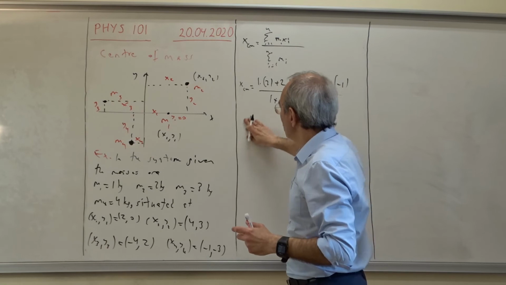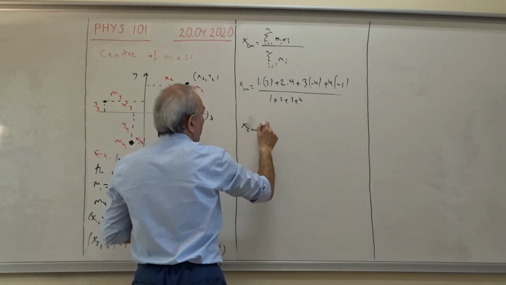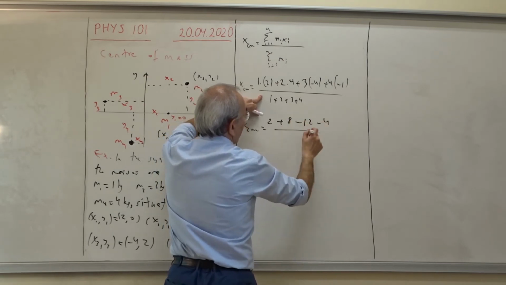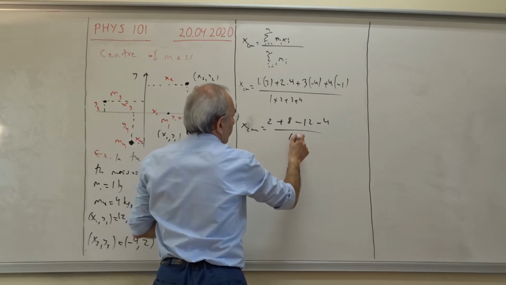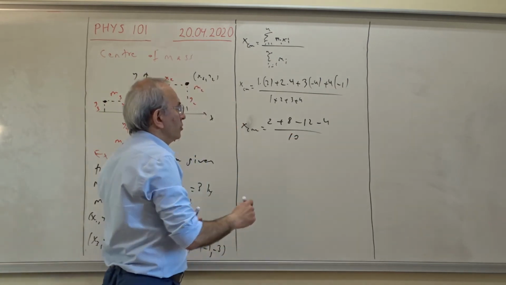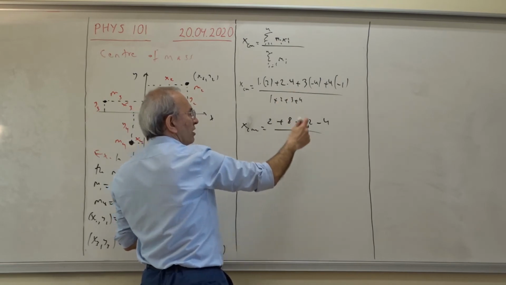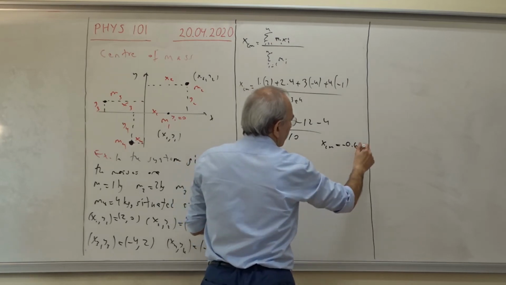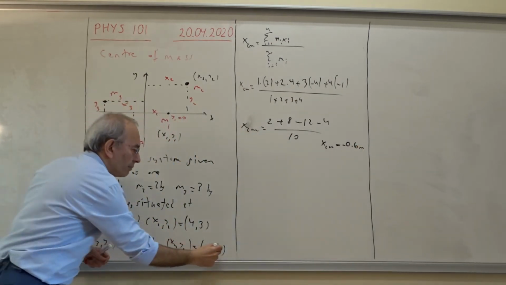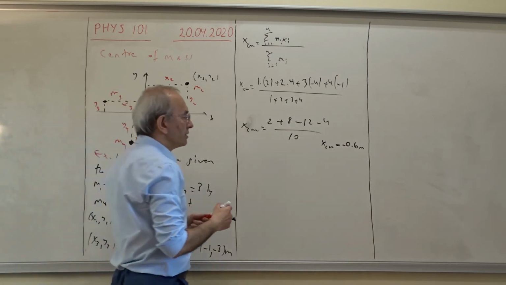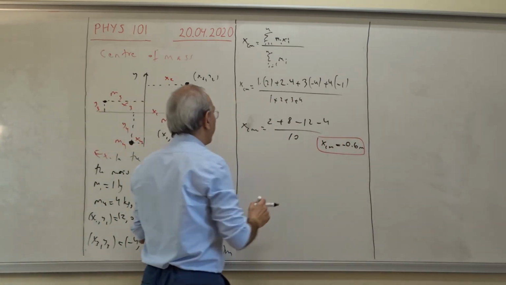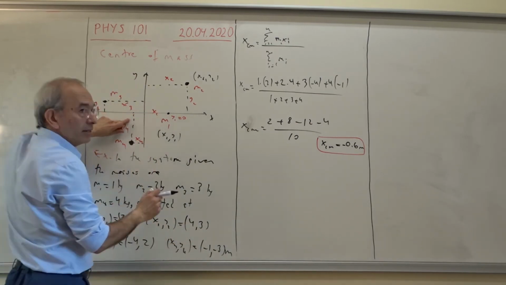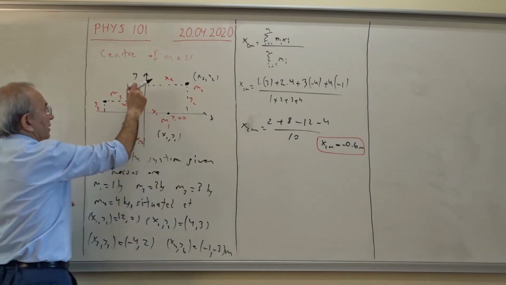What is this ratio? It is easy to find. 2 plus 8 minus 12 minus 4, divided by 10. So it is minus 16 plus 10, minus 6 over 10, minus 0.6. X center of mass is minus 0.6 units, let's say meters. These are, let them be in terms of meters. So X center of mass is minus, less than 1. So this was assumed to be minus 1. So it is somewhere along this line.